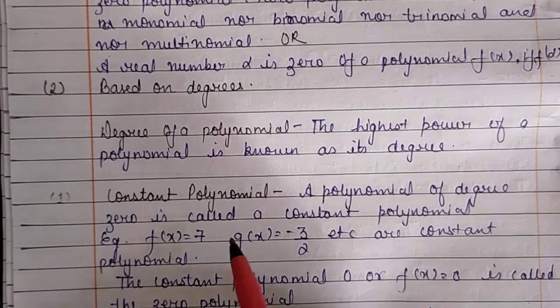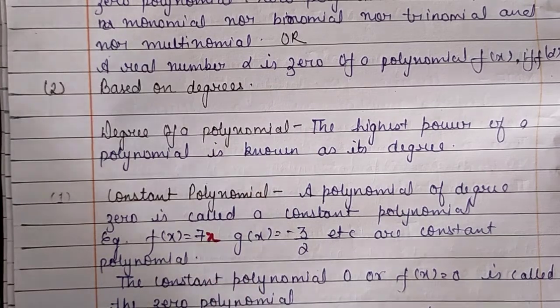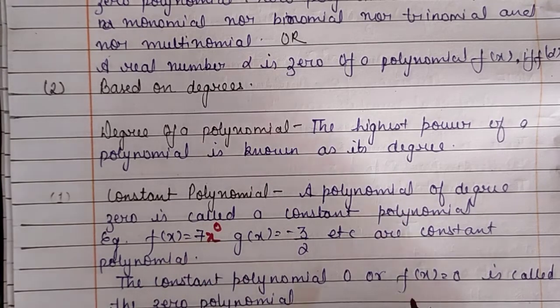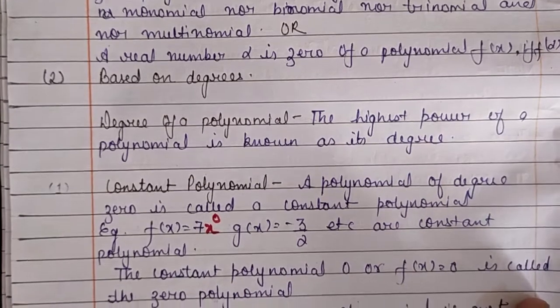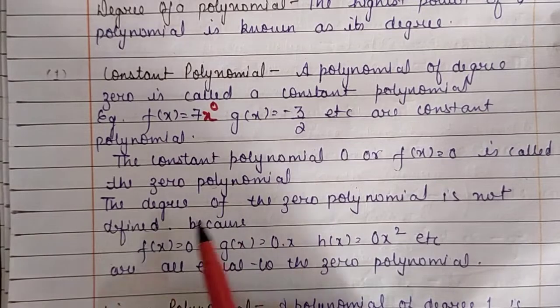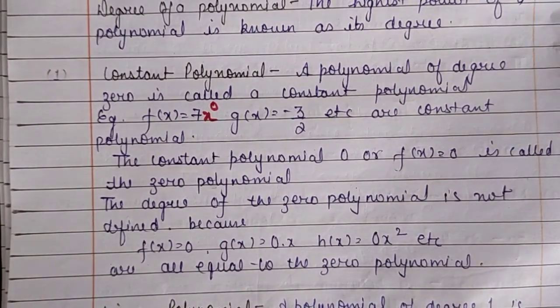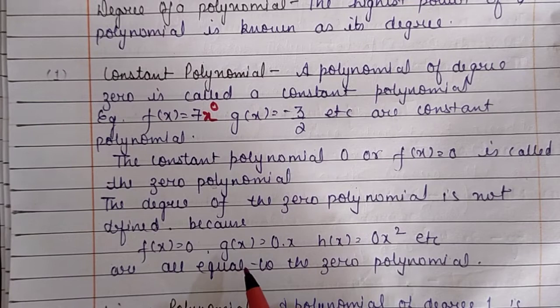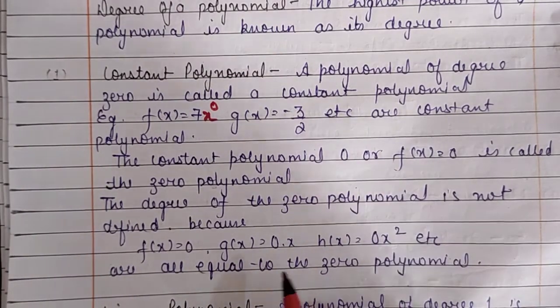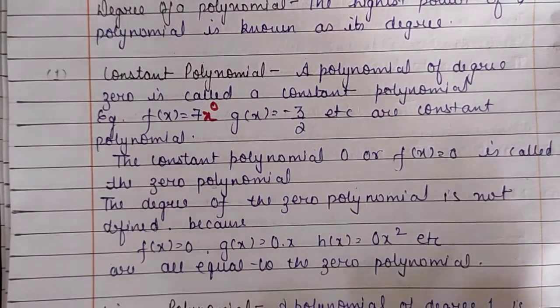7 is the constant. If we write any variable raised to the power 0, its value is 1. That is why we consider it a constant polynomial. So these are all examples of a constant polynomial. Now the constant polynomial 0, or f(x) equals 0, is called the zero polynomial. The degree of the zero polynomial is not defined, because f(x) is equal to 0, g(x) is equal to 0 into x, so that is why we are not defining it. All are equal to the zero polynomial.